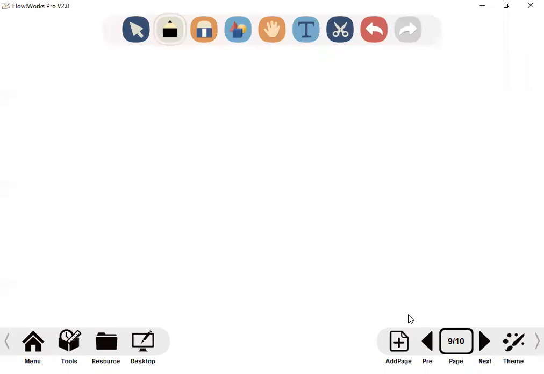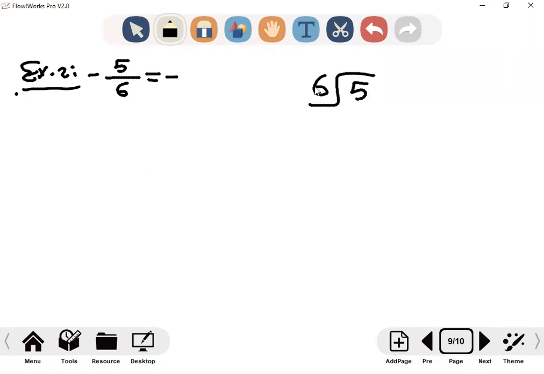Now, example 2. We have negative 5 over 6. This is equal negative, and go by side and make 5 divided by 6 normally.